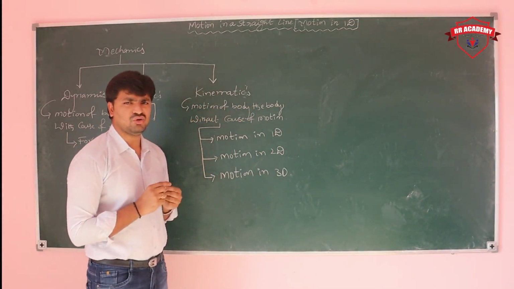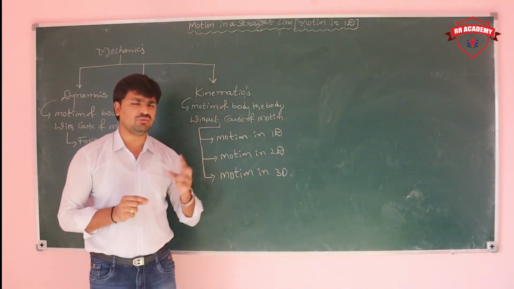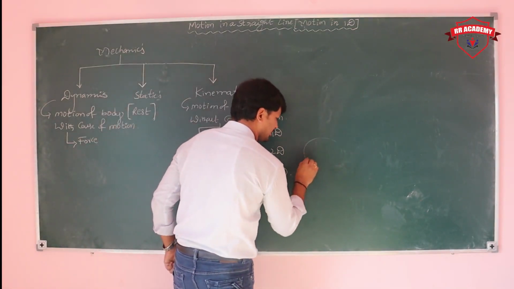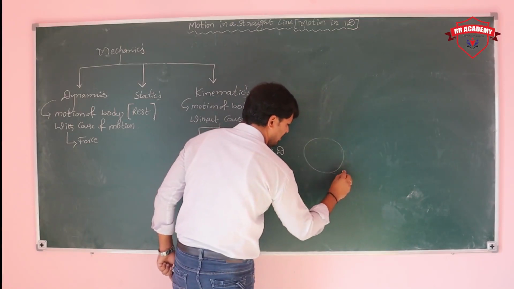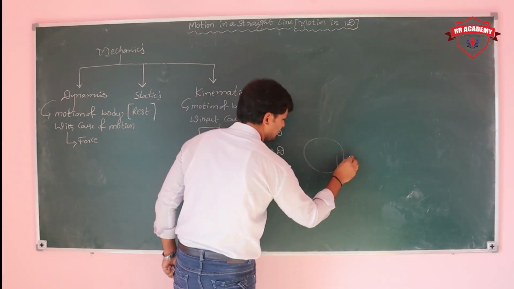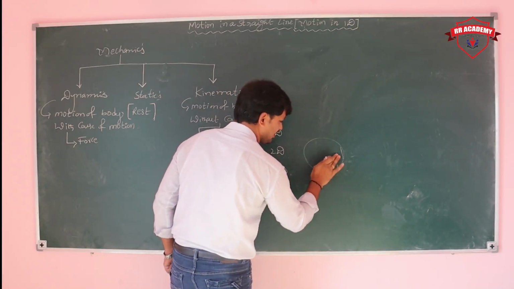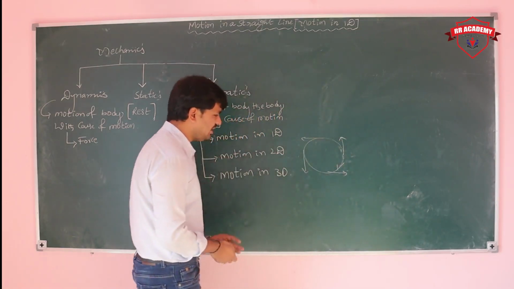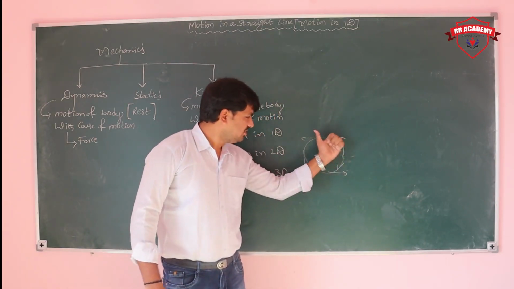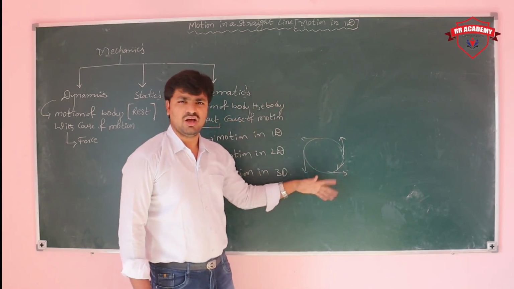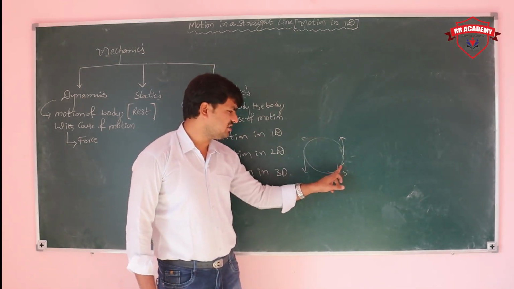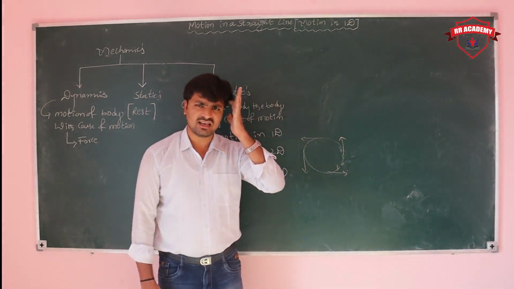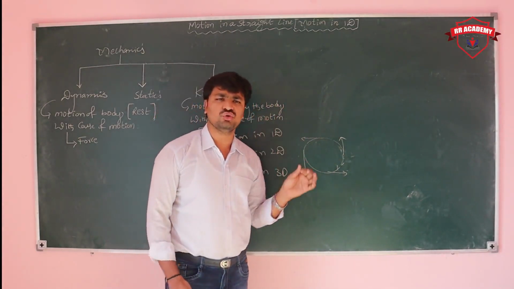And 2D. 2D means a particle has at a time two different directions. Best example, circular motion. Why circular motion? See here, the direction of the particle continuously changes, and the particle has two different directions. Here, positive x, negative x, positive y, negative y. At any point you can consider the particle has two different directions. That we can give as 2D motion.